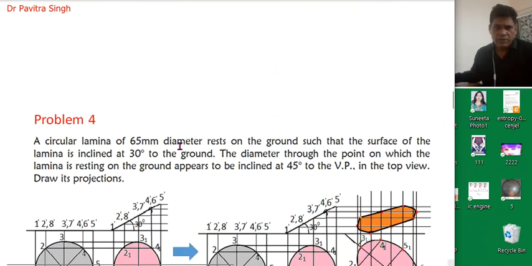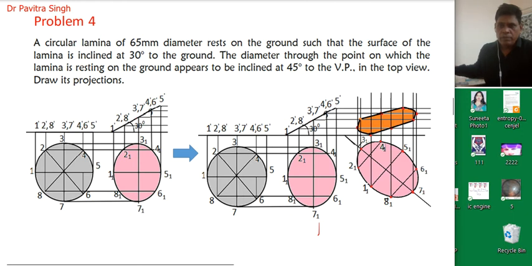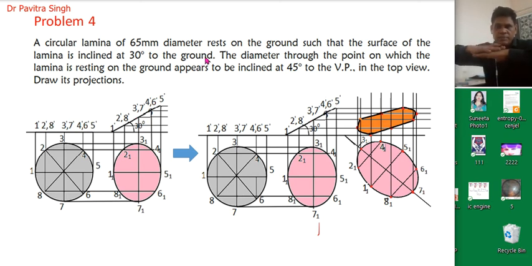So now we will try to solve one more problem from this projection of planes. A circular lamina of 65 mm diameter rests on the ground such that the surface of the lamina is inclined at 30 degrees to the ground, meaning with the horizontal plane. This is 30 degrees inclined. Previously it is like this. Now it is inclined 30 degrees. The diameter through the point on which the lamina is resting on the ground appears to be inclined 45 degrees with the horizontal plane. So now we need to draw its projection.